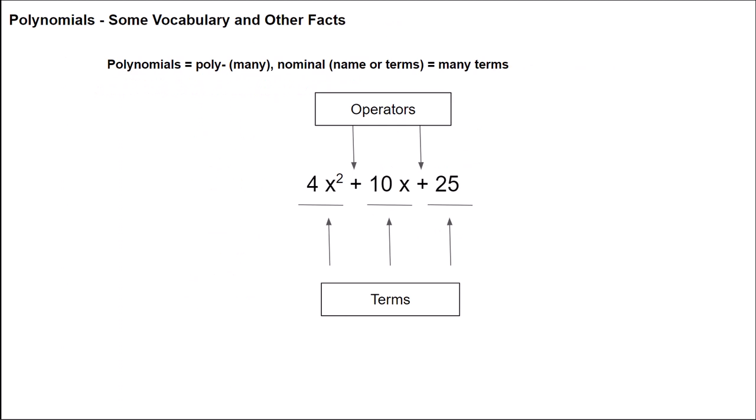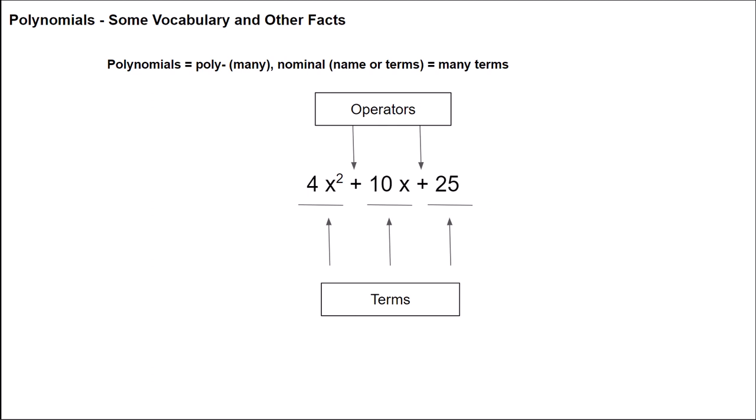Let's make sure we have a clear understanding of some terms we've used. We said that polynomials consist of terms separated by operators. In the example here, the operators are plus signs, but they can be negative signs, division signs, multiplication signs. They're basically anything that you use to perform operations on the numbers. And the terms are separated by these operators. 4x squared here is a term, as is 10x and 25.